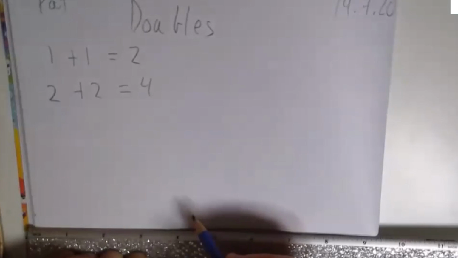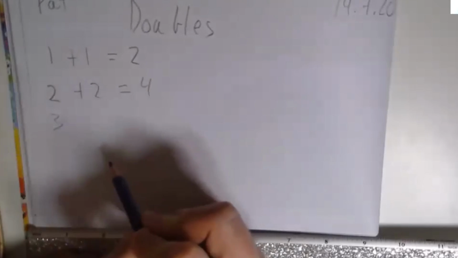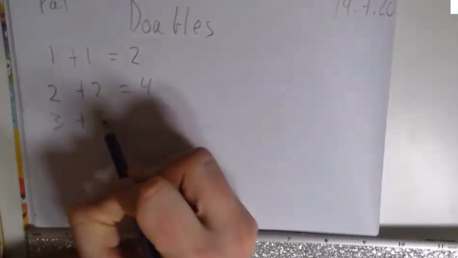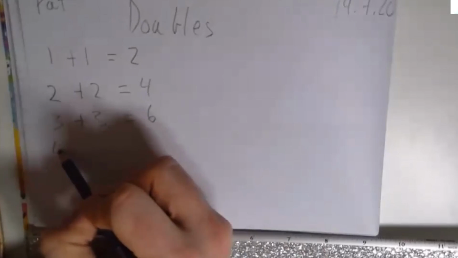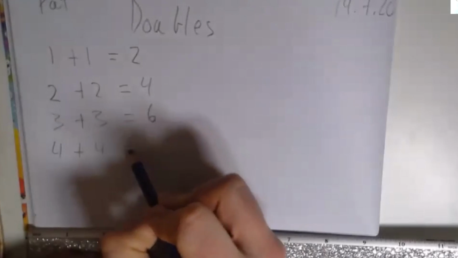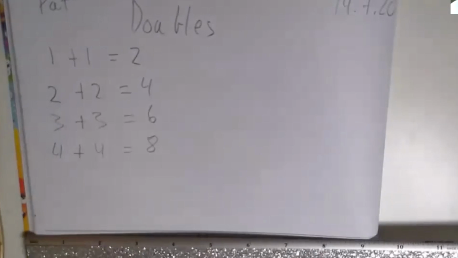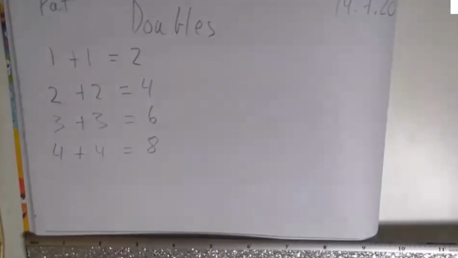So if you're new to doubles, you could start just by practicing this. You could do 3. All right, well, what's a double of 3? 3 plus 3 is 6. All right, 4. What's a double of 4? 4 plus 4 is 8. Now, if you're thinking, Pat, this is too hard. I don't know what to do. I don't understand. What you could do is this.